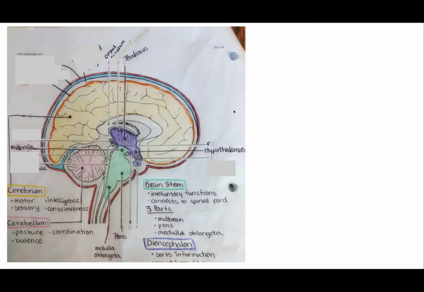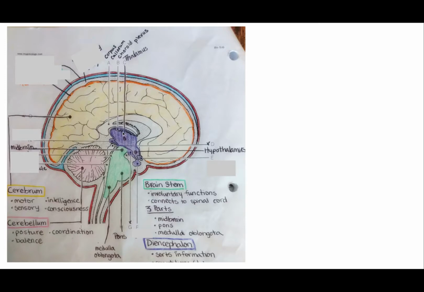We mentioned it last week when we were talking about the thing that connects the two cerebral hemispheres. So it's this little section right here. It's kind of flat. If you were to cut into a brain, you'd have to cut through that corpus callosum to separate the two halves. B is the choroid plexus.